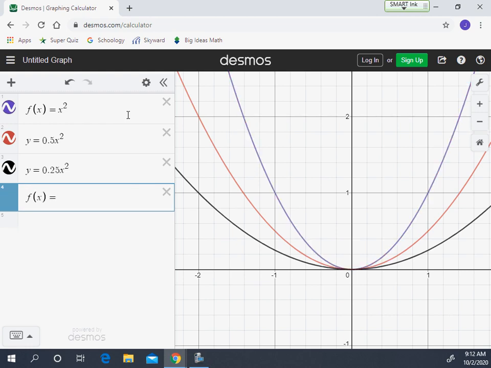Where will this graph be if we say 0.3x squared? Where will that graph be? What two graphs will that be in between? Right between that 0.5x squared graph and our 0.25x squared graph. Right? That makes sense. Okay.